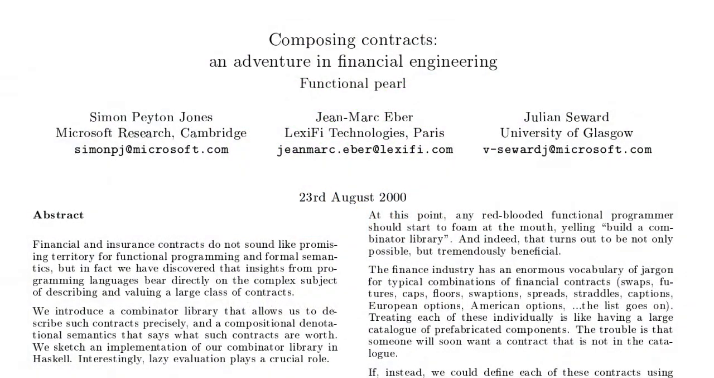The design of Marlowe has been inspired by a famous paper that by now is more than 20 years old, from the year 2000, by Simon Peyton Jones, one of the original creators of Haskell, and Eber and Seward. In this paper, the authors look at traditional finance and try to formalize traditional financial contracts in a way that only uses very few constructs. And Marlowe follows the same idea. So with very few contracts, an amazing amount of real-world contracts can actually be modeled.